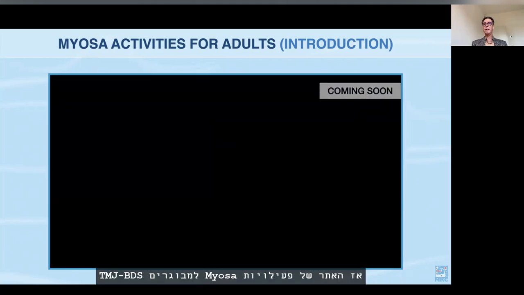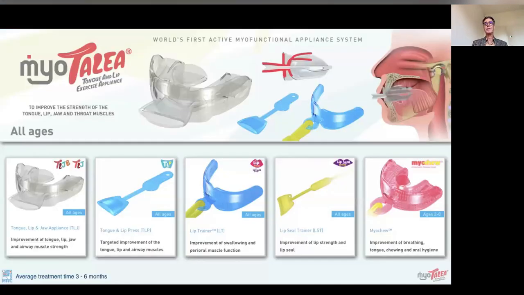So the Myosa Activities Adults TM Joint BDS website is ready and will be launched soon for all practitioners to enter that website and to use all the different exercises. In the Myosa Kits, we have 17 different exercises. In the Myosa Activities for Adults TM Joint BDS, we have 21 different exercises. The exercises are mostly done with Myotalia appliances.